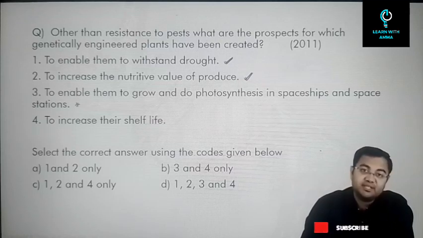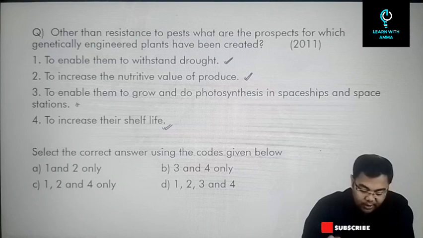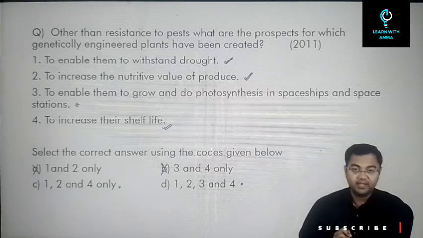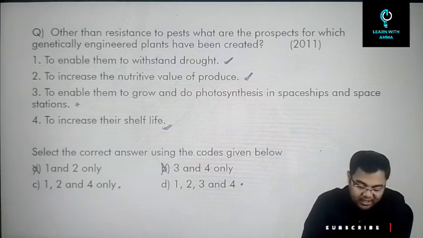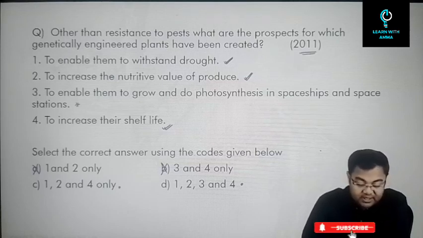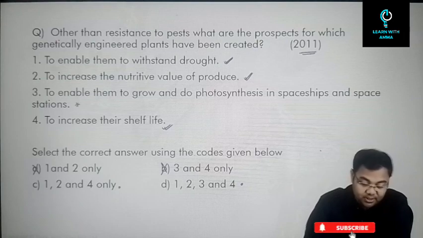Four, to increase their shelf life. Again, this is something that we have discussed. So 1, 2 and 4 are definitely correct. Alright. So C looks to be correct, but D also can be correct. A and B definitely are not correct. Right. Coming back to statement number 3. Remember that this is a 2011 question. To enable them to grow and do photosynthesis in spaceships and space stations. So what are the prospects for which genetically engineered plants have been created?